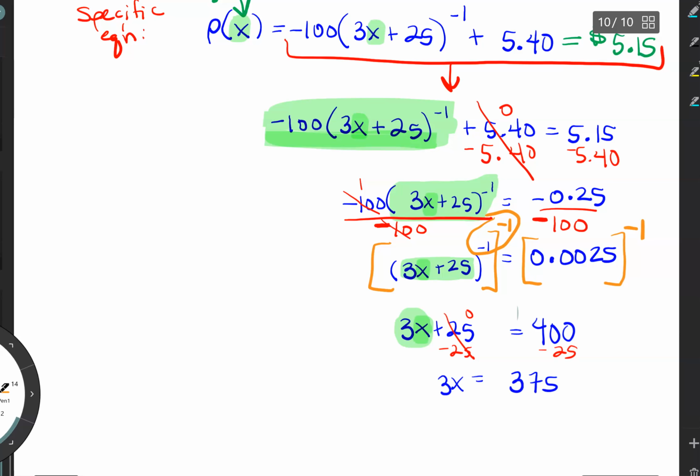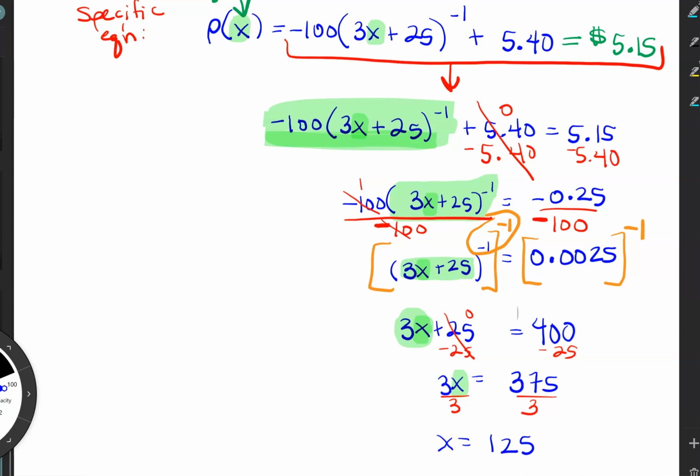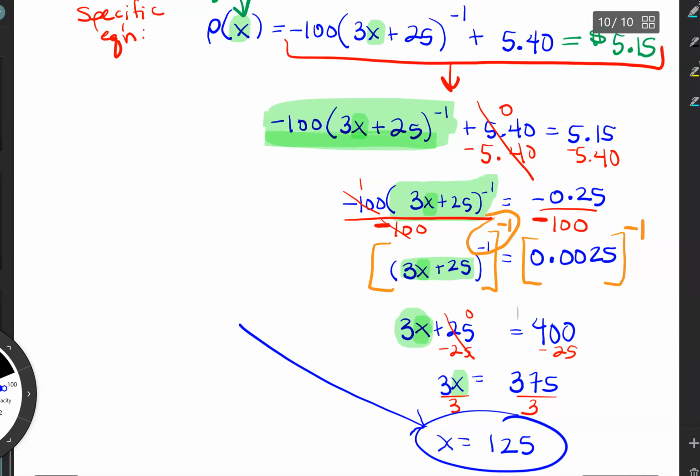Okay, and you're still trying to get the x alone. It's being multiplied by a 3, so divide by 3 on both sides. And we get 125. Because it's a word problem, you can't just stop there, you have to put units, right? What was x representing again? The number of bottles. So you need to use that unit. This would be 125 bottles.